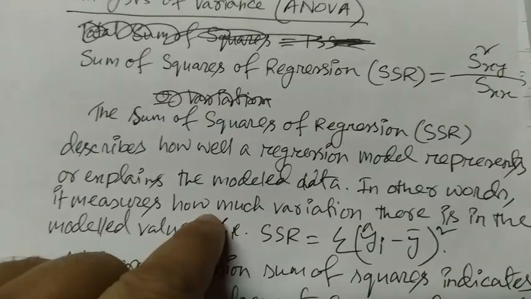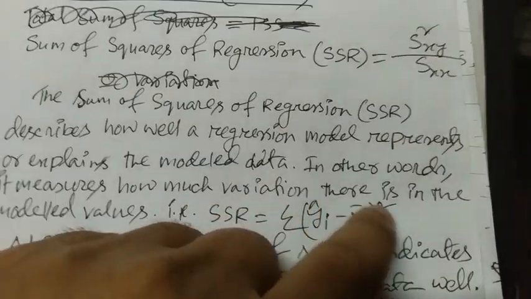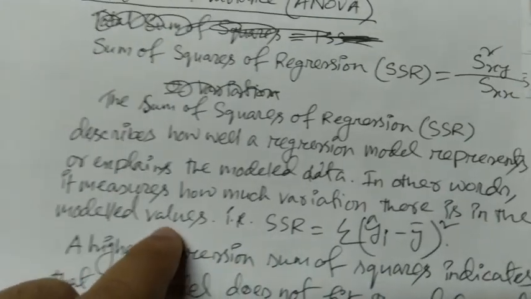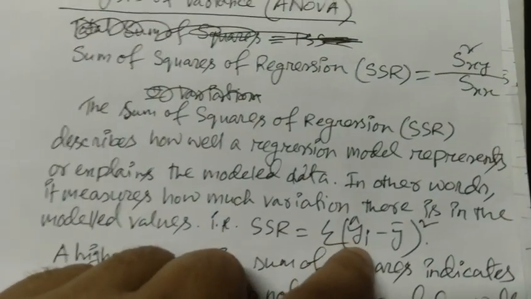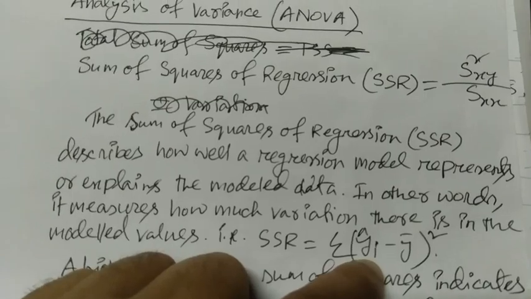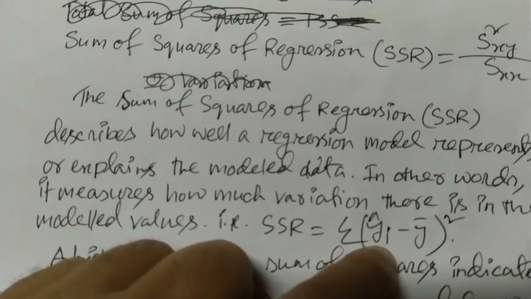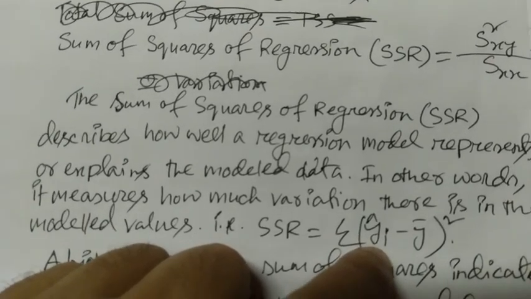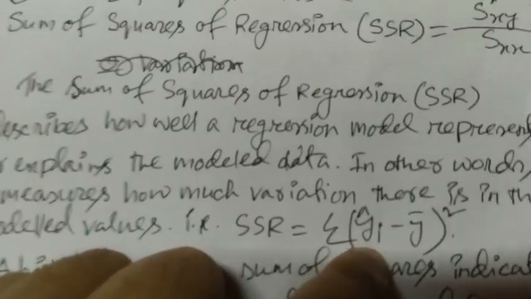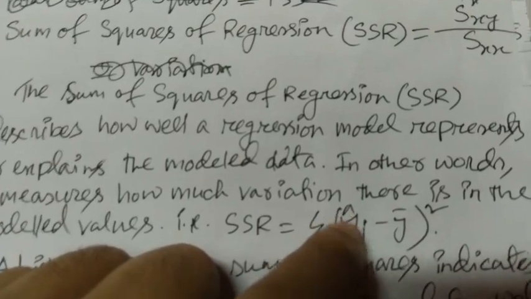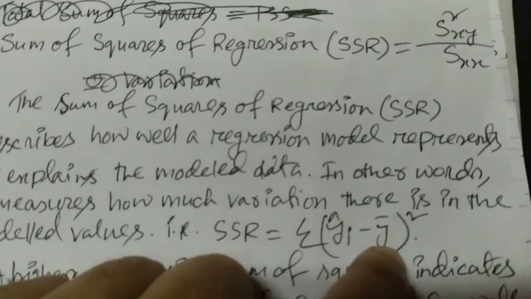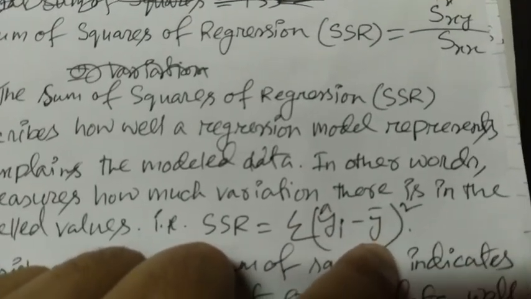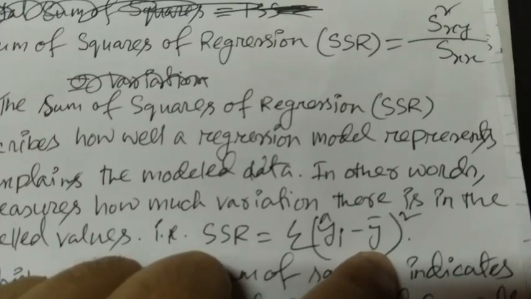In other words, it measures how much variation there is in the modeled values. So you can see this is the fitted value, or modeled value, Y hat i. This is the fitted value or modeled value, that means forecasted value. In other words, we can say that this Y hat means forecasted value, and this is the average value of the data Y.